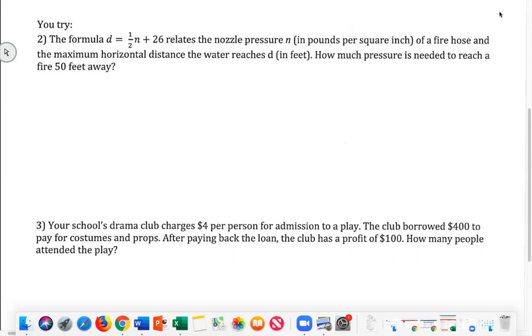or maybe you need a certain type of valve to contain that pressure. So here the formula D equals 1/2 N plus 26 relates the nozzle pressure in pounds per square inch, that's PSI, of a fire hose and the maximum horizontal distance the water reaches, D. Now, how much pressure is needed to reach a fire 50 feet away? So let's substitute in what we know. 50 feet away is distance, so that's going to go in for D. So 50 equals 1/2 N plus 26.